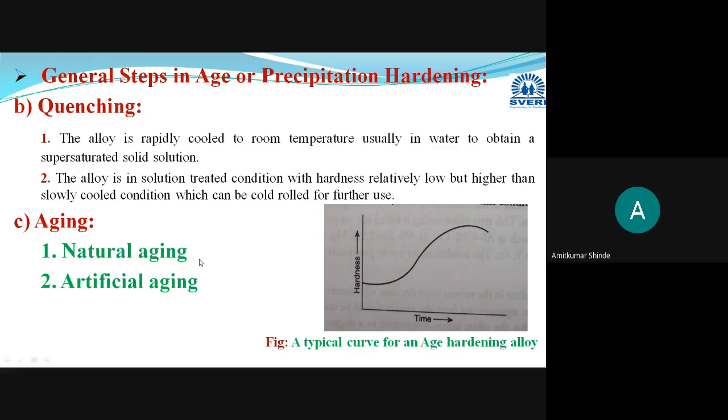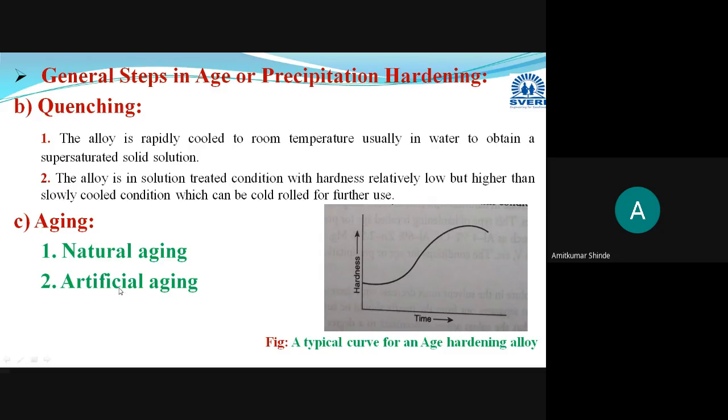In natural aging, we are directly doing the aging process only. Means just as time is passing away, automatically hardness will get increased. Okay, this is the typical curve for the natural aging process. As time is passing away, automatically its hardness is increasing. This is the natural aging.